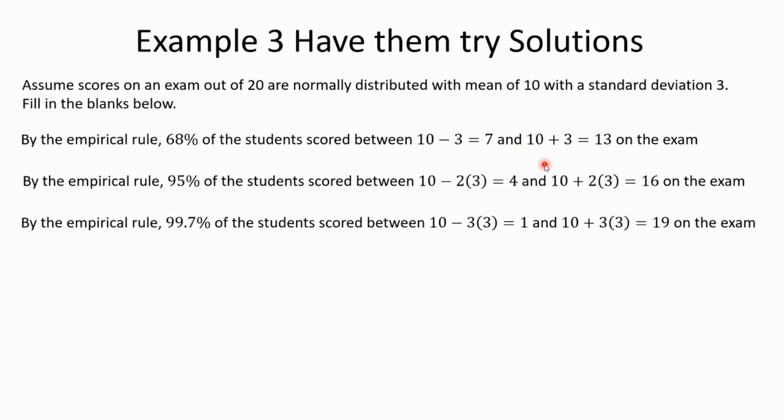So between 7 and 13, 68% of the scores for the exam lie. Or same thing as this, 68% of the students scored between those two values.